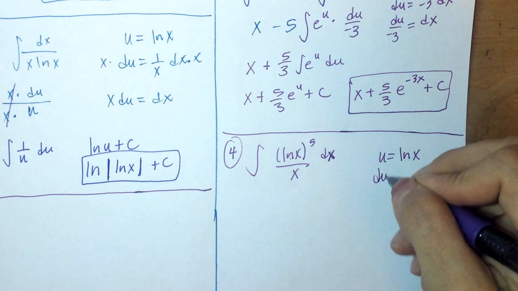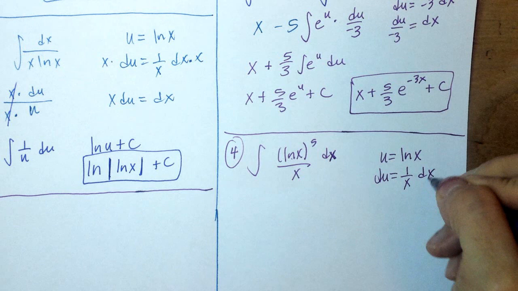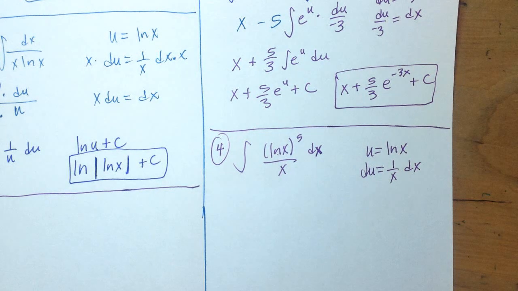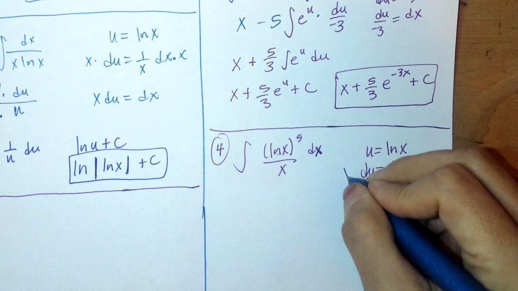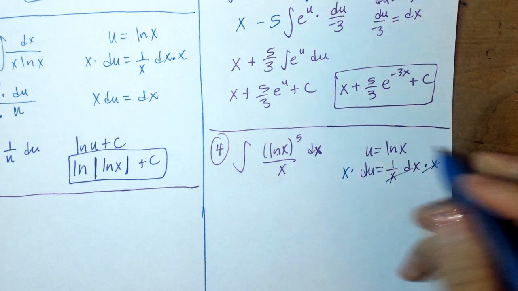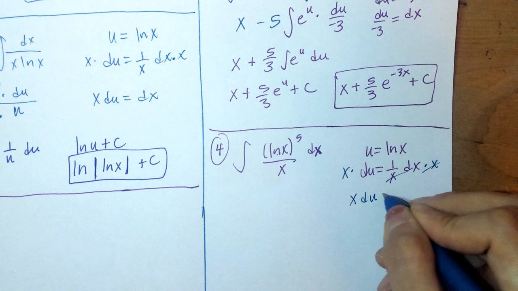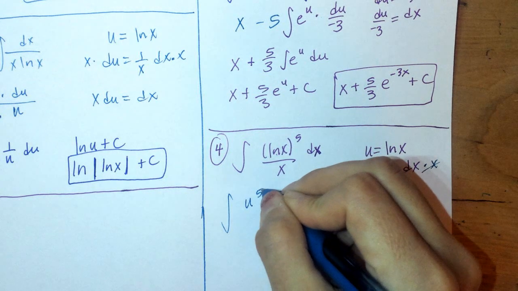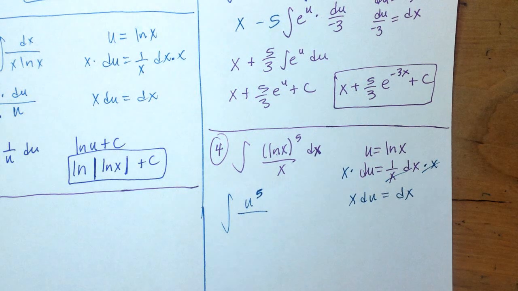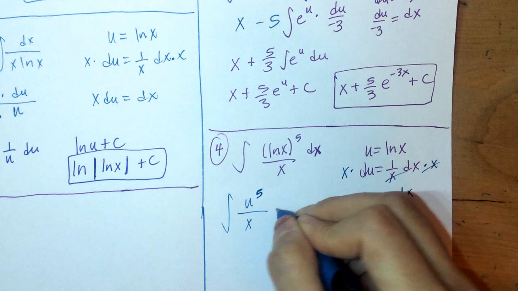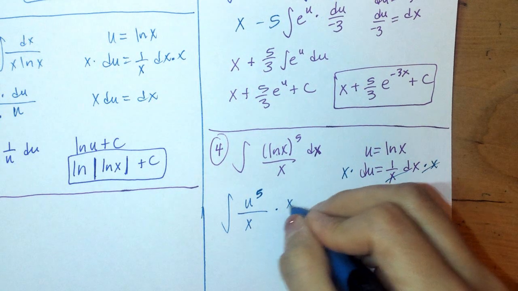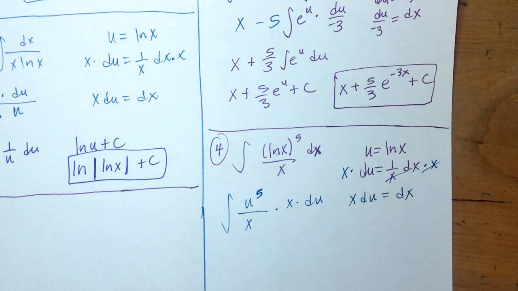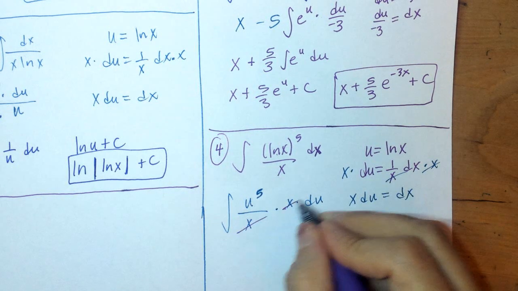So then my du here would be 1 over x dx, right? But then I'm going to multiply both sides by x. So x du equals dx. So when I substitute, I get u to the 5th, right? Because you want a power to be able to take the integral of a power, and then your x is still chilling. And then my dx is going to be x times du. And so this is nice because my x's cancel.